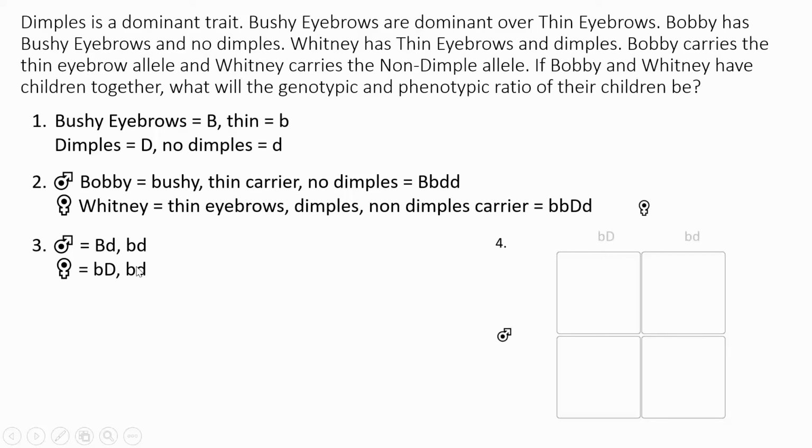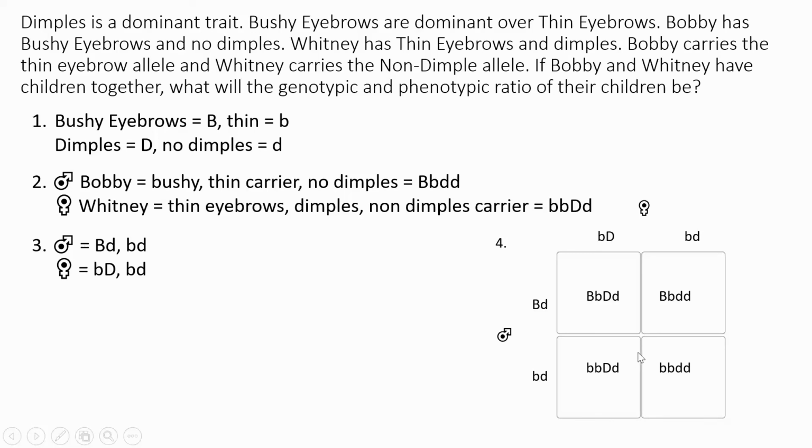Again, we're going to put the female on top and the male on the side. So we'll just box those off like so. Then we're just going to cross them, and I want to draw your attention here. We're going to pair up the B's and the D's. You don't just write B, D, B, D or something. It's always B, B, D, D. You pair the letters together that go for a certain gene.